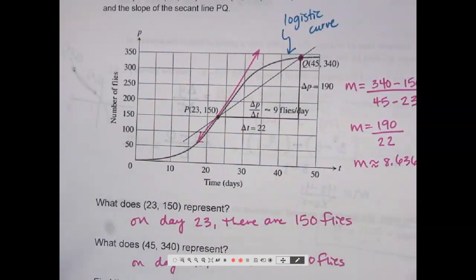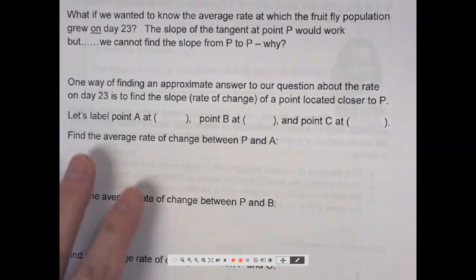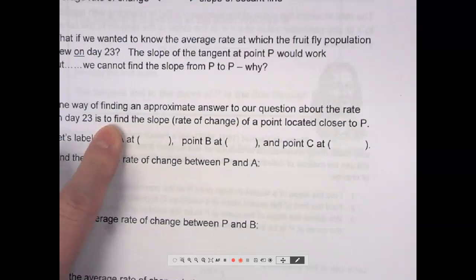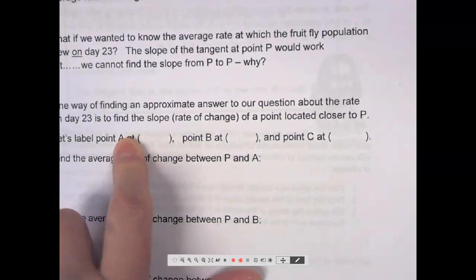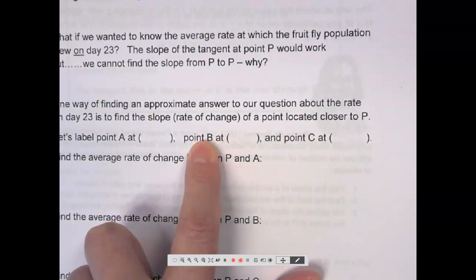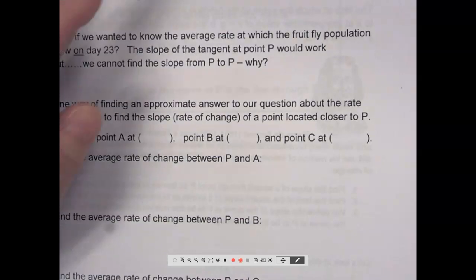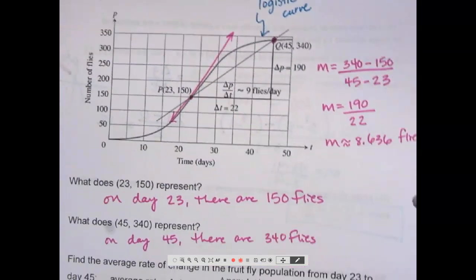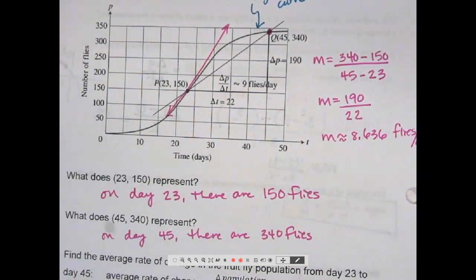Could you just find it like for another instance? Okay, that's exactly what we're going to do. So one way of finding an approximate answer to our question about the rate on day 23 is to find the slope or rate of change of a point closer to P. Okay, let's label point A, B, and C. All right, we're going to pick 3 more points. We're going to choose them.